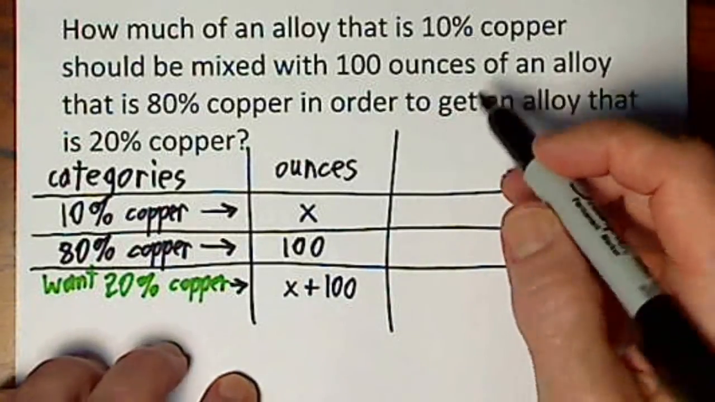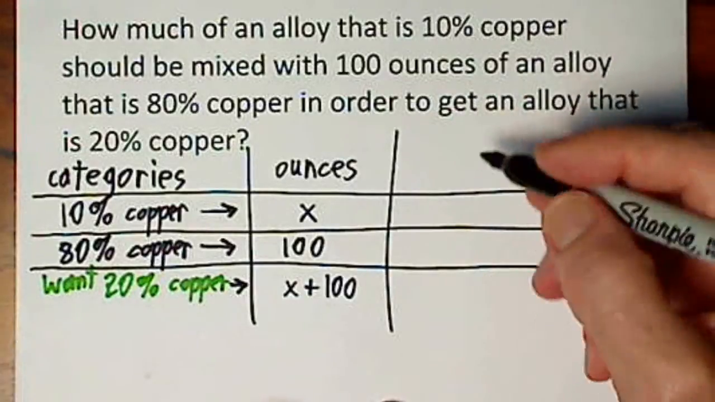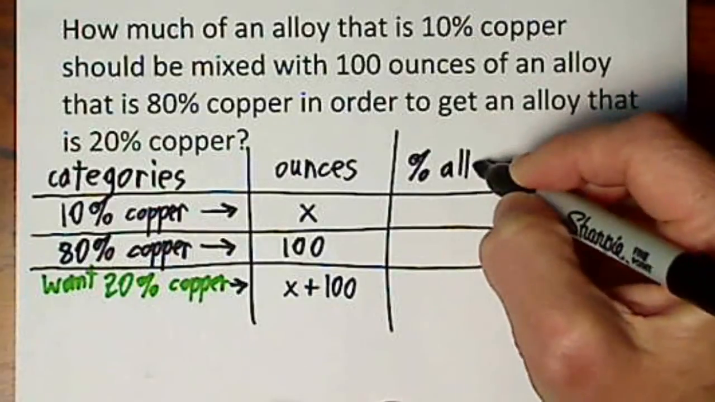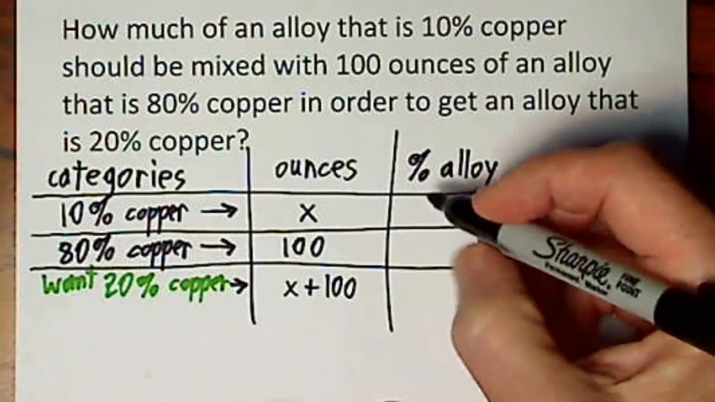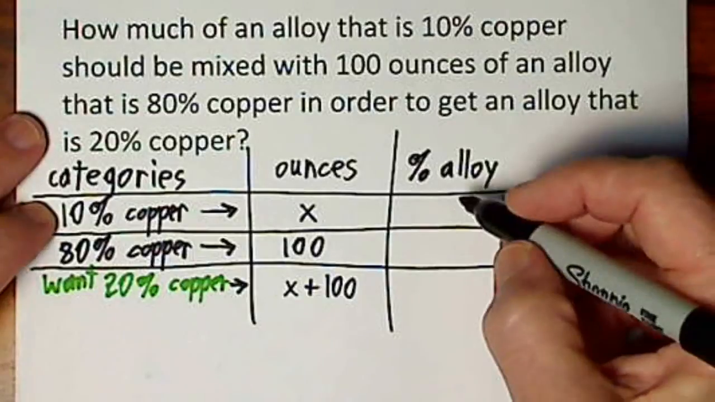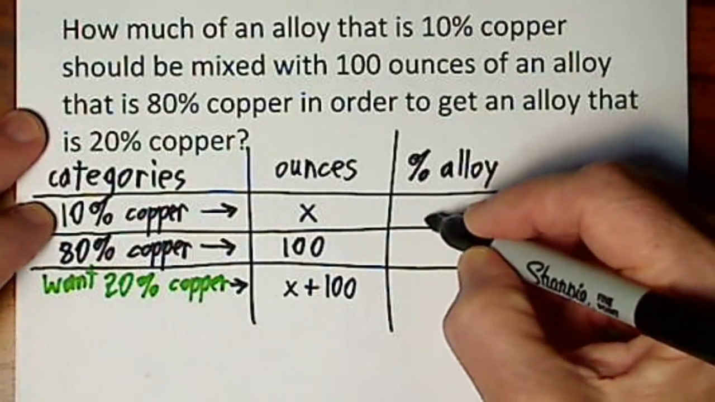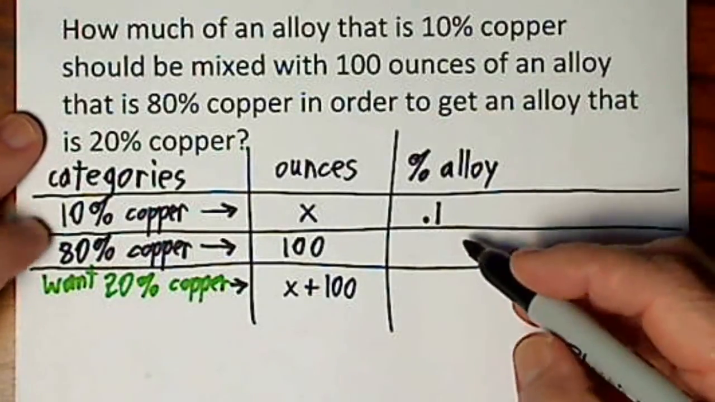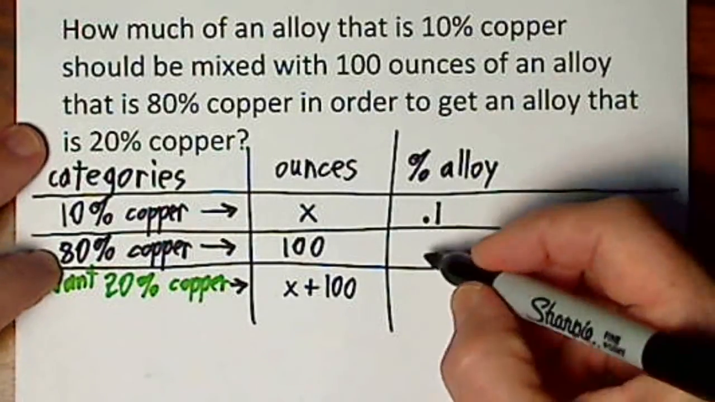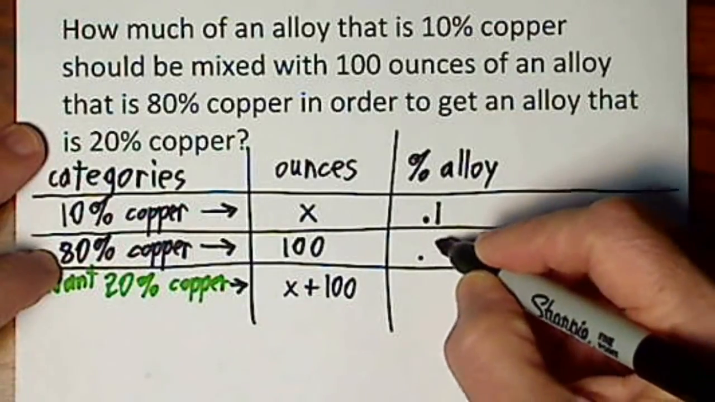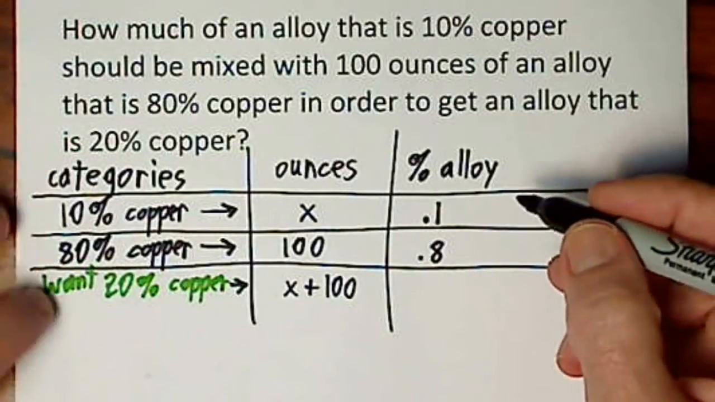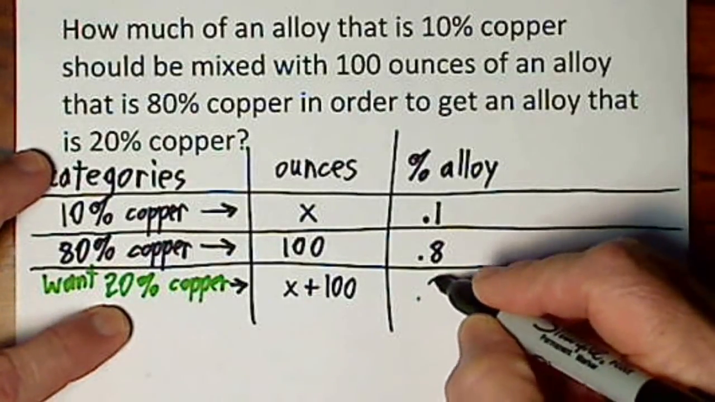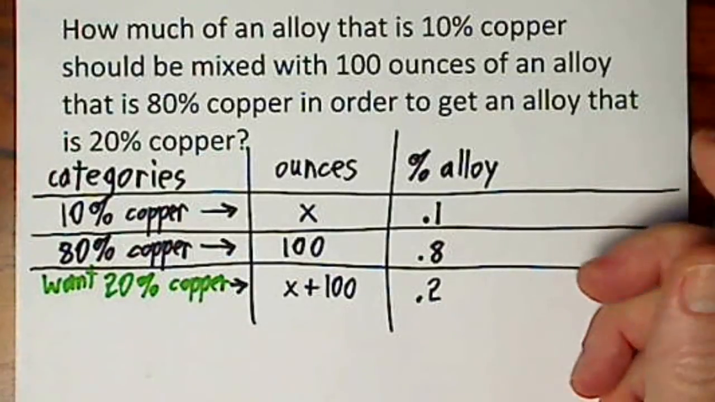And let's see, we want to keep track of the percentages of our alloys, so I'll just say percent alloy. So this is our 10%, and 10% can be written as 1/10. I'm just dropping the trailing zero. 80% can be written as 8/10, dropping the trailing zero. And 20% can be written as 2/10, dropping the trailing zero.